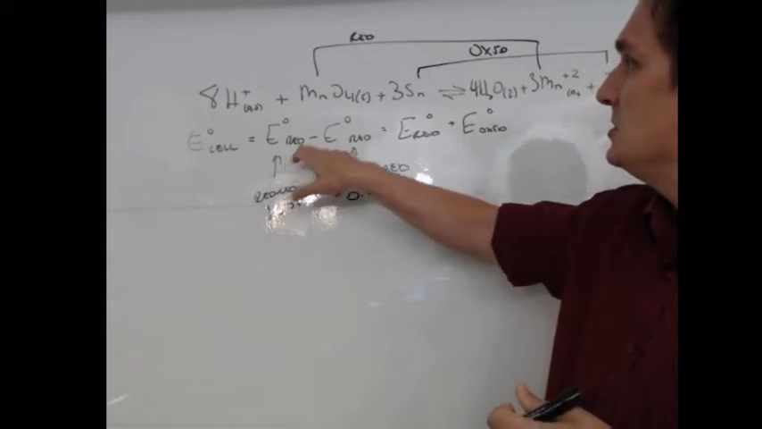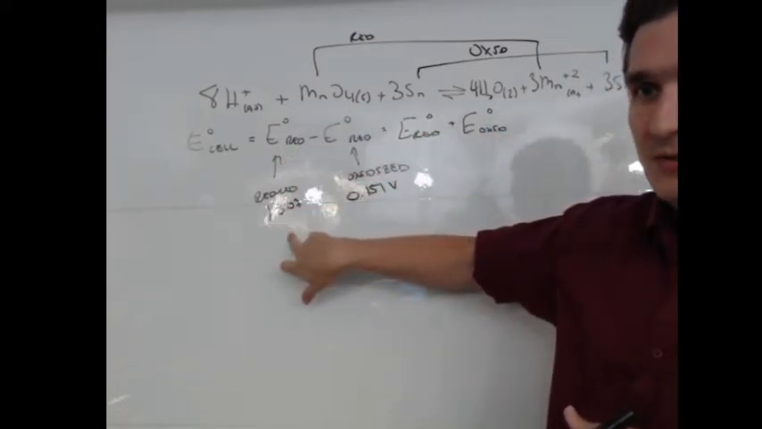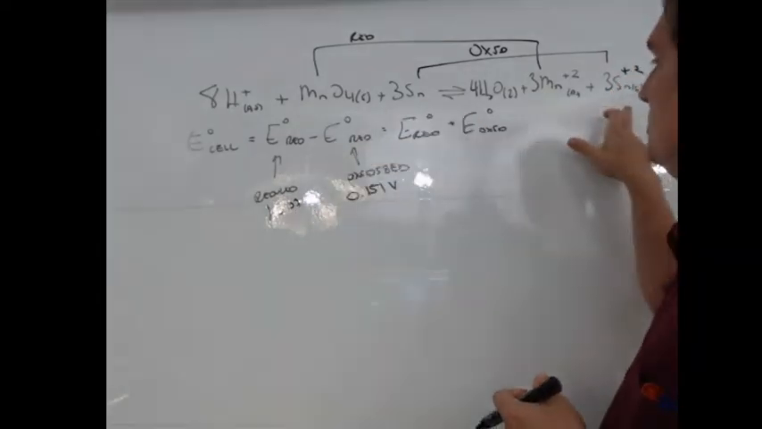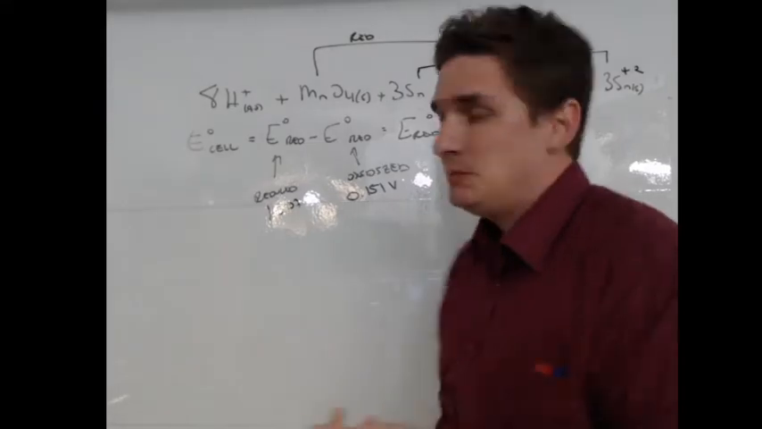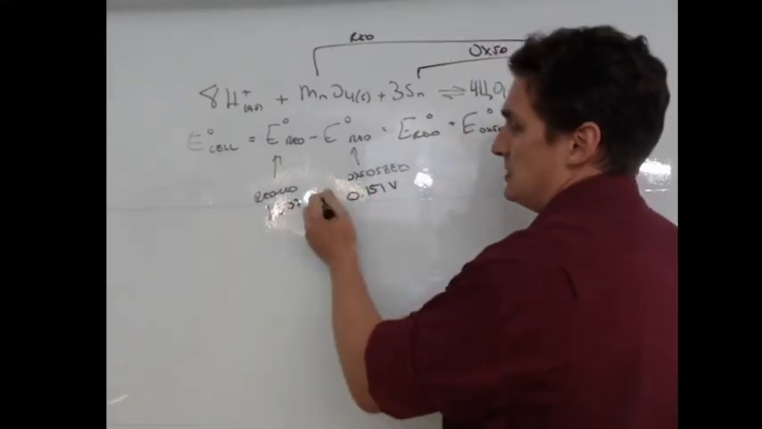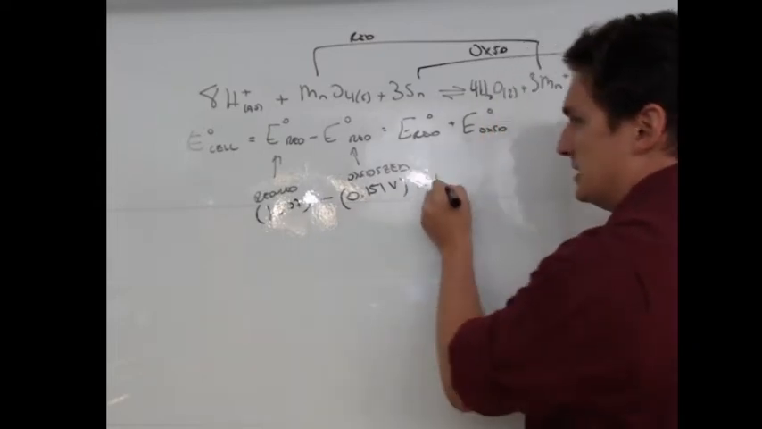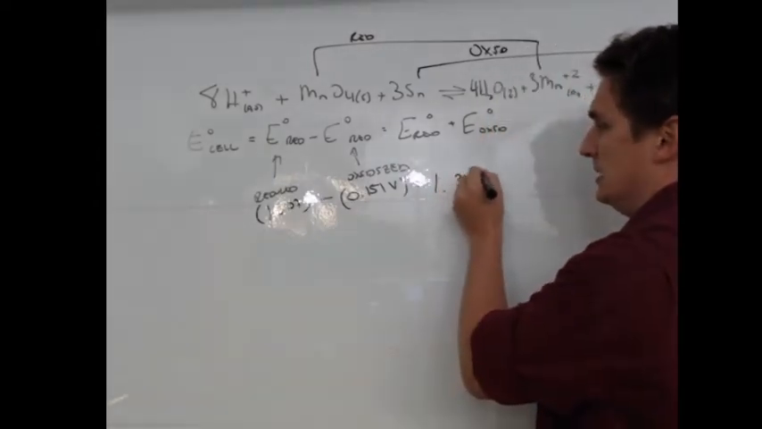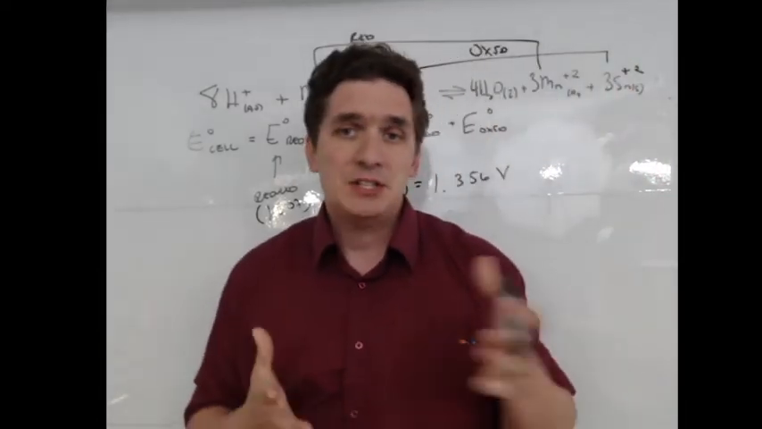The reduction potential to take MnO4 minus to Mn plus 2 by the table is 1.507 volts. To take Sn to Sn plus 2 is 0.15 volts. So to find the reduction potential, it's just 1.507 minus 0.15. If you work that out, that's 1.356 volts. So that's just the reduction potential.